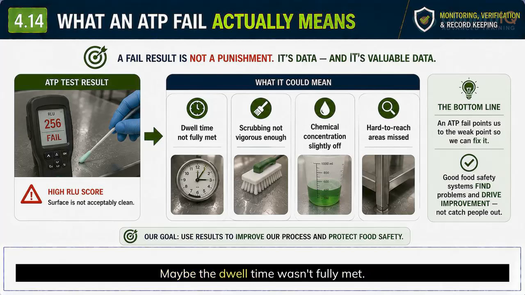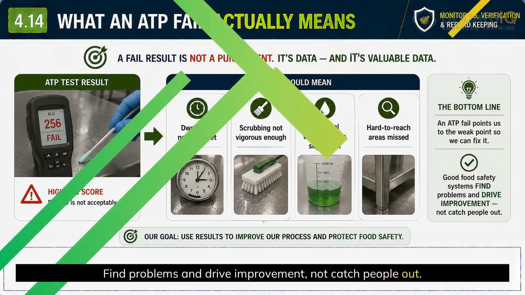Maybe the dwell time wasn't fully met. Maybe the scrubbing wasn't vigorous enough in a hard-to-reach area. Maybe the chemical concentration was slightly off. The HACCP result points us to the weak point so we can fix it. That's exactly what a good food safety system is supposed to do: find problems and drive improvement, not catch people out.